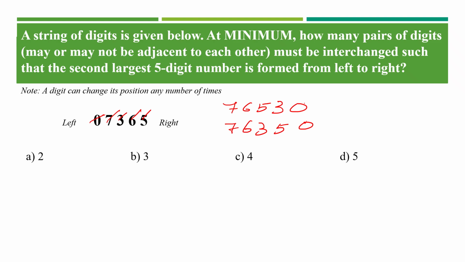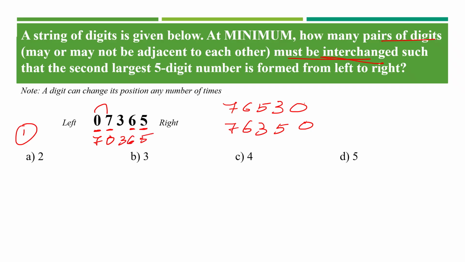In that case, we need to change the position of 7, 6, 5 and 0. Let me try with this. First, let me change the position of 0 and 7. So, one move, minimum. How many pairs of digits must be interchanged? I have done 1.